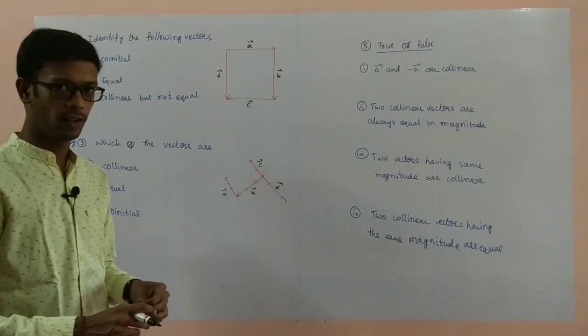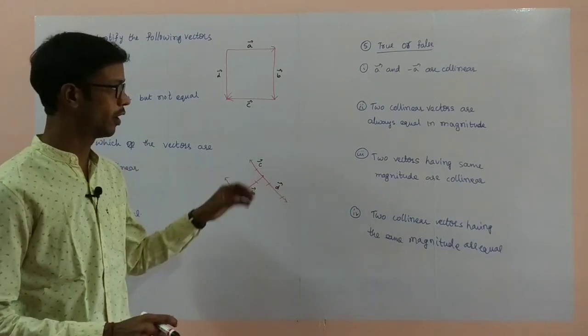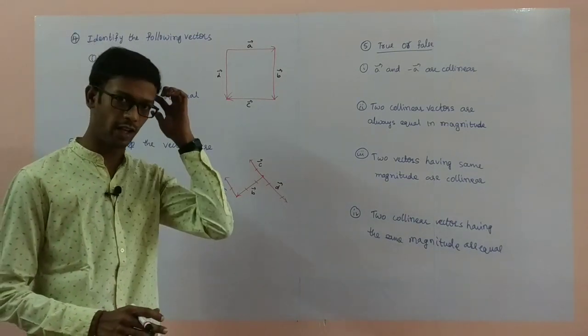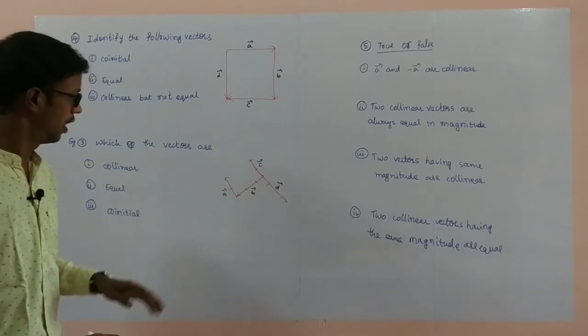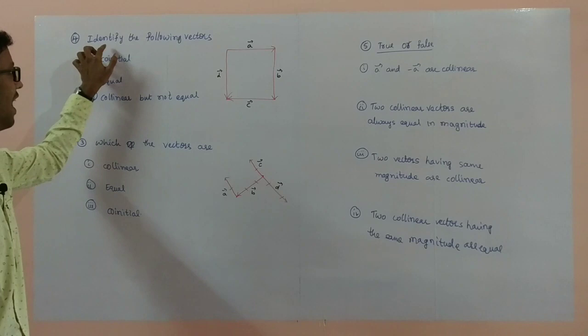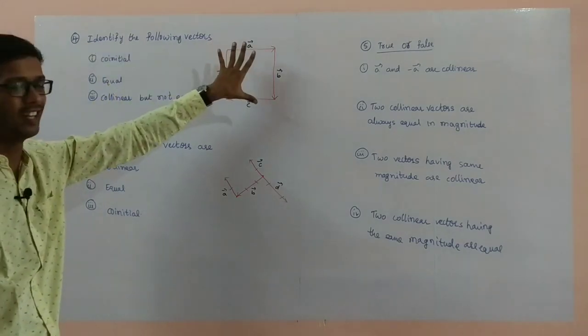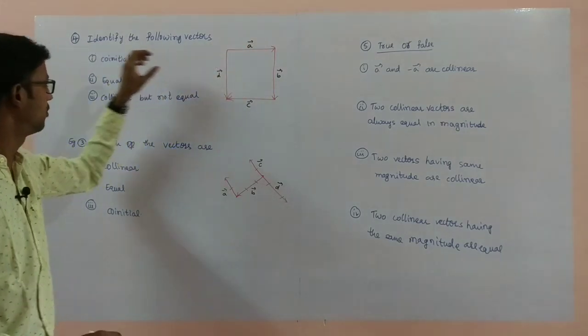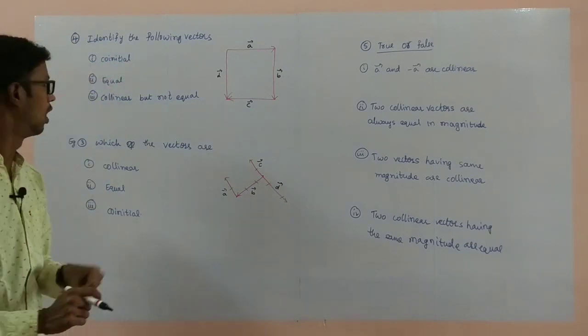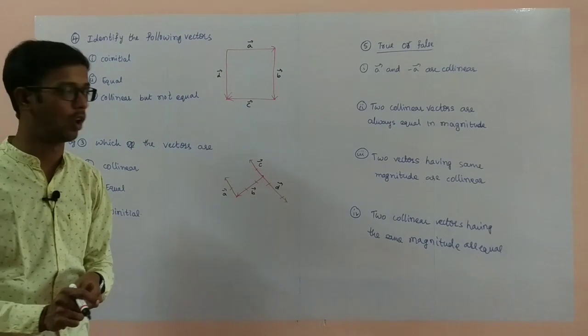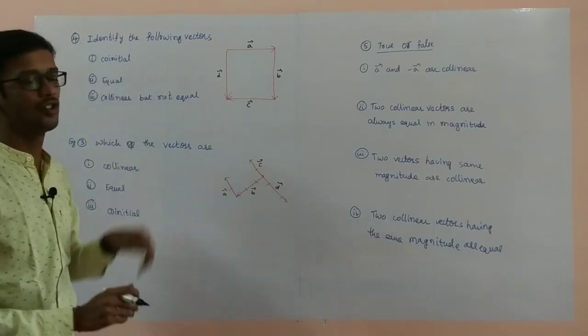Now the remaining problems in the exercise. Before going to these problems, you have to be perfect in the definitions of vectors. 6 types of definition of vectors. Here you see problem number 4. Identify the following vectors in this diagram. Using these diagrams, write down the co-initial, equal and collinear but not equal.